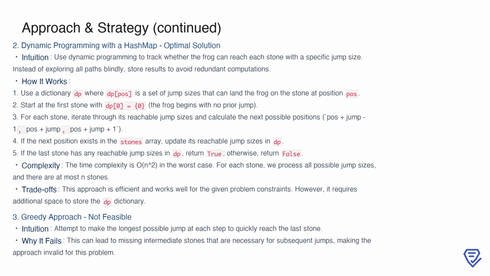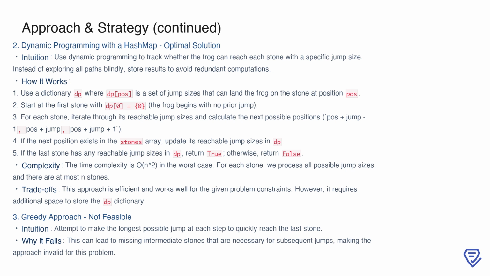A more effective solution is the dynamic programming approach, which leverages a hash map to optimize the process. Here, the key idea is to track reachable jump sizes for each stone, avoiding redundant computations. Specifically, we use a dictionary, where each key represents a stone, and the value is a set of jump sizes that can land the frog on that stone.